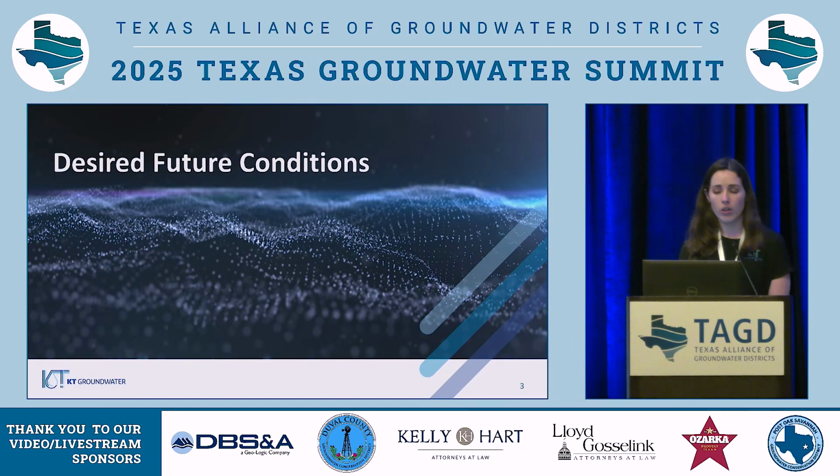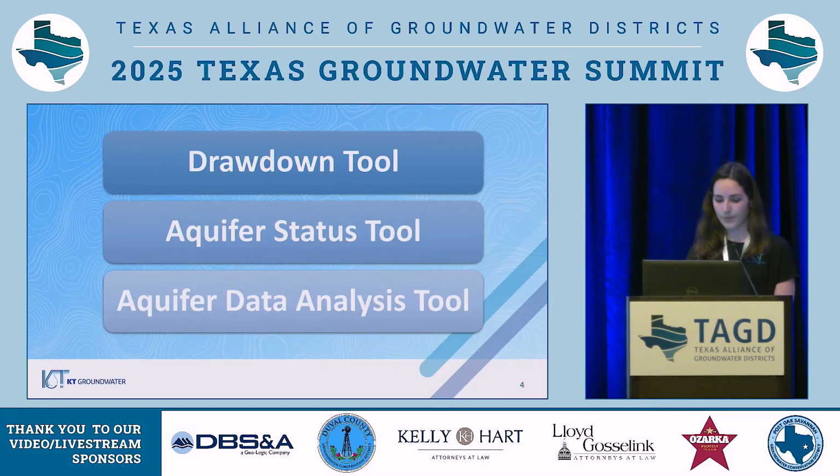I know most of you are already familiar with the big picture. Desired future conditions are one of the major aspects of groundwater management in Texas. KT Groundwater wants to streamline and improve those processes for managing your DFCs and aquifers. To do that, we have created 2 tools using Python to help get you there. We have also created a 3rd tool that helps in visualizing aquifer drawdown when processing well permits. These are our 3 tools: the drawdown tool, the aquifer status tool, and the aquifer data analysis tool.